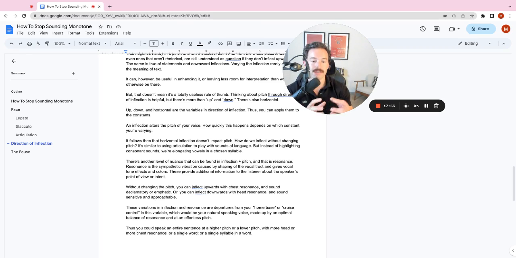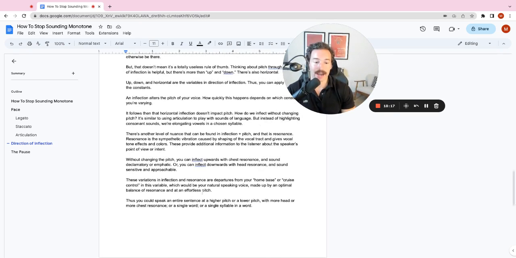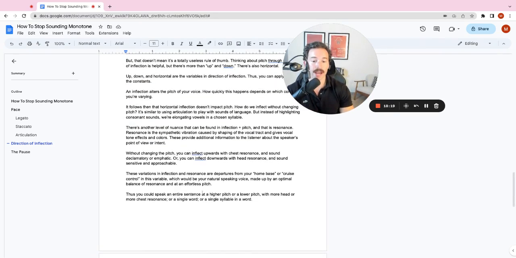These variations in inflection and resonance are departures from your home base or cruise control in this variable of pitch, which would be your natural speaking voice, and that's made up by finding an optimal balance of resonance at an effortless pitch. So you could speak an entire sentence at a higher pitch or at a lower pitch with more head or more chest resonance, or a single word or a single syllable in a word, because these are just going to be departures from that natural speaking voice.